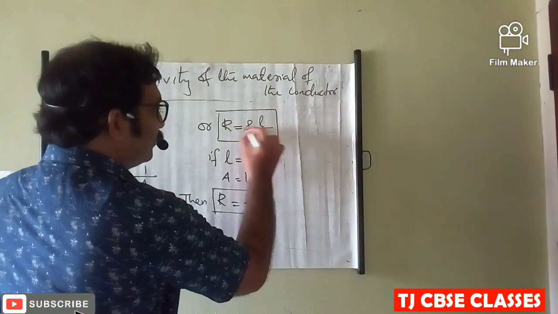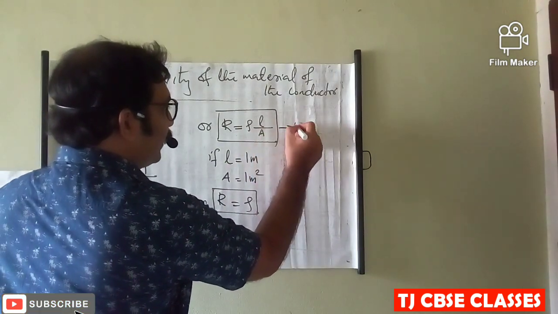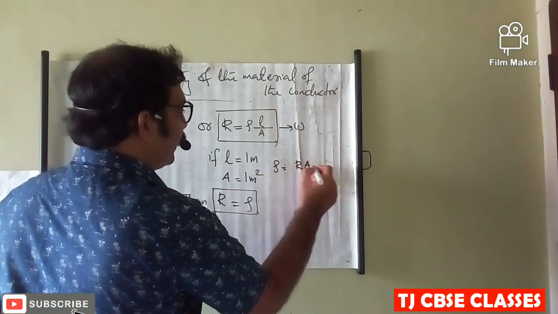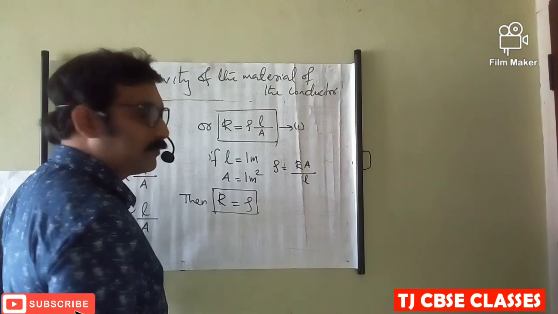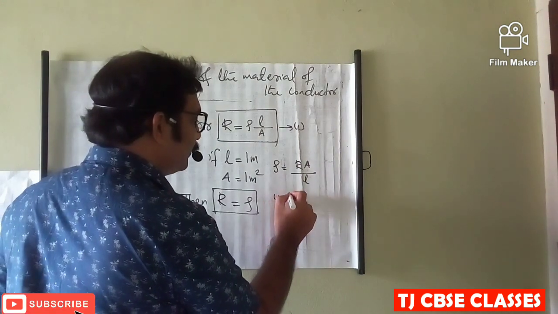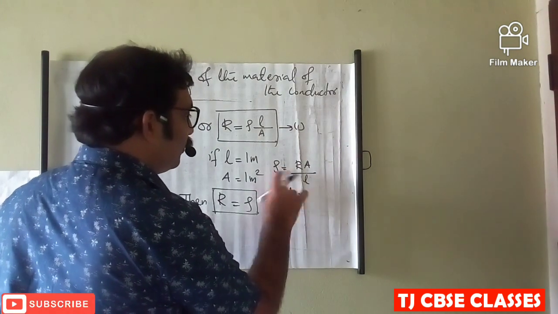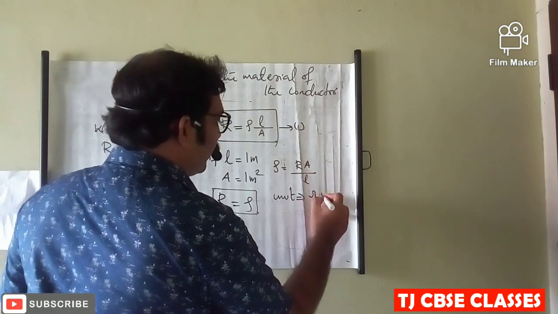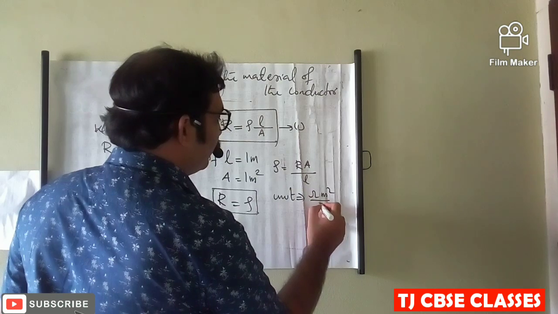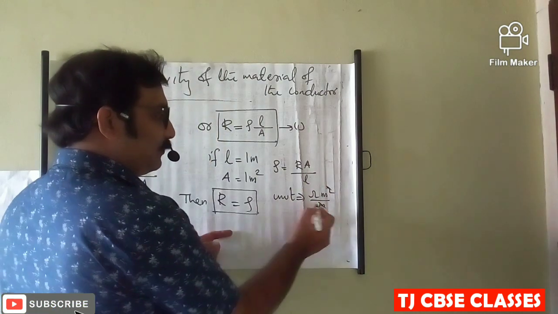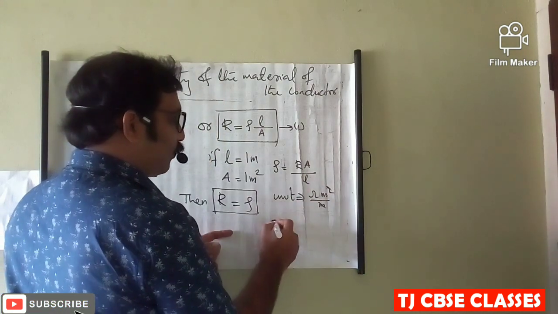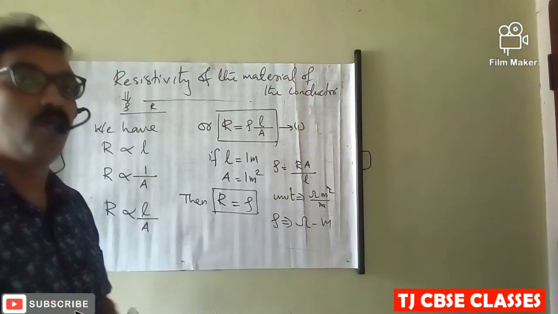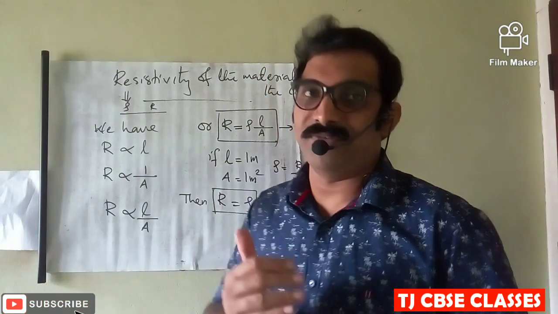From here, this equation can be taken as equation 1. From equation 1, rho is equal to RA by L. Okay, then take the unit of resistivity. The unit of resistivity is ohm meter square by meter. Here 1 meter can be cancelled. Then the unit of rho is ohm meter. Ohm meter is the unit of resistivity.